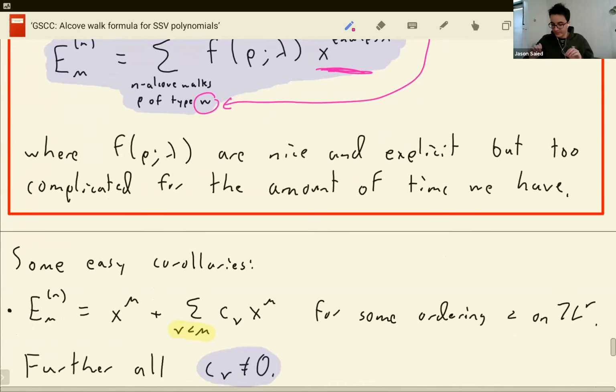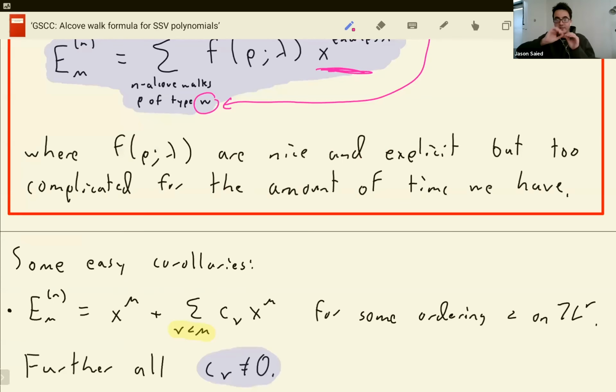So the first result is that if we study which powers of X appear here, they actually satisfy some sort of triangularity. So you can define a new ordering on the space of integer tuples. It's technically new, I think, but it's obviously related to things people understood. But you get some sort of triangularity where E mu is X to the mu plus lower terms. And further, all of the coefficients are actually non-zero. So I know exactly which powers appear here.